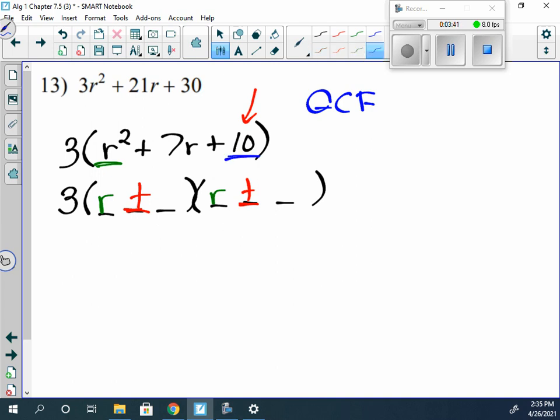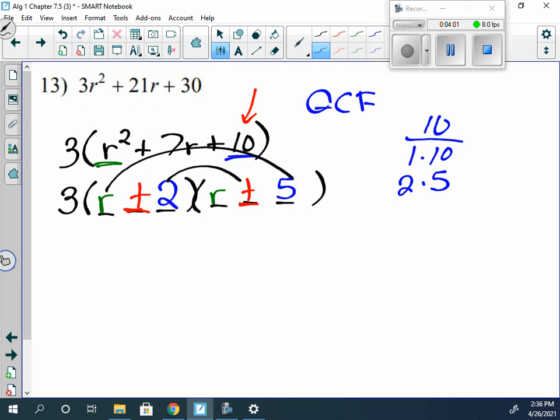And lastly, we need to find the factors of 10. Which ones do we want to try first? 2 and 5. And last but not least, we need to check it. And when we check it, we're trying to make sure that this comes up to 21, right? Yes. Because the middle number comes from the sum of r times 5 and 2 times r, the outer and the inner, is where that middle term comes from.